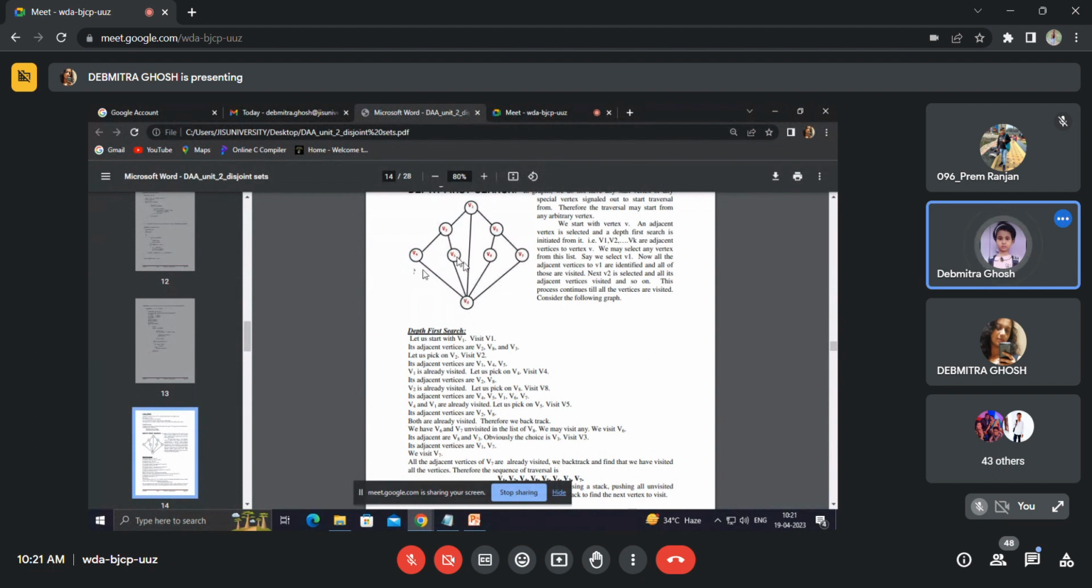Now we have unvisited vertices V6 and V7. Where is V6? V6 is somewhere here and V7 is somewhere here. So these two are unvisited. So how to do that? What are the vertices for V6? If we consider V6, we will get V8 and V3. These two, V8 is down and V3 is above it.